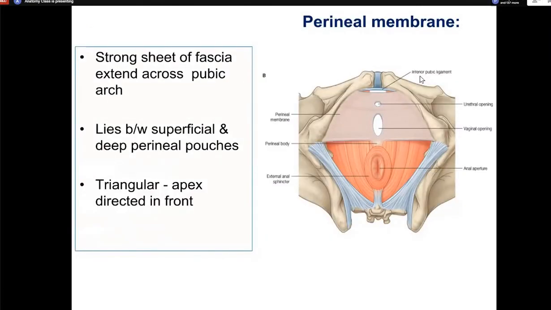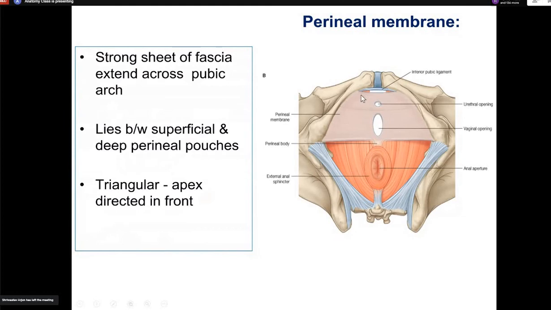Next, we'll move on to the perineal membrane. Now this one is the perineal membrane. It will form the lower boundary of the deep perineal pouch. This is the strong sheath of fascia present across the pubic arch, between the superficial and the deep perineal pouch. Now we can see the triangular area over here.